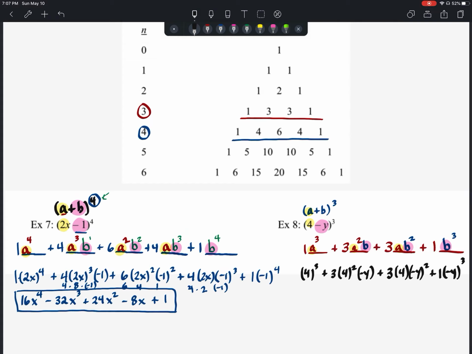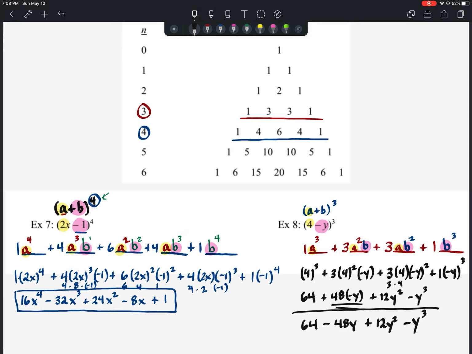And all you need to do is just take your time and simplify. 4 to the third should be 64. On the next part, 3 times 4 squared, so 16 times 3 is going to be 48. And we're still multiplying times negative y. And we'll simplify one more step here in just a moment. And then I've got 3 times 4 times a negative y times a negative y would be a y squared. So this would be plus 12y squared. And then the last little term here, 1 times (negative y) to the third would end up being a negative y to the third. So I should have 64 minus 48y plus 12y squared minus y to the third. And that should be our answer. If you have questions, please make sure you reach out.